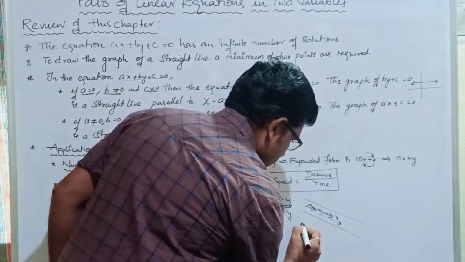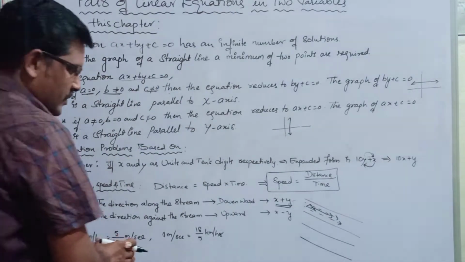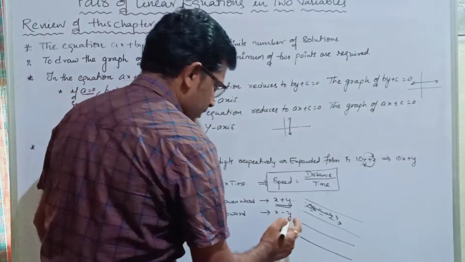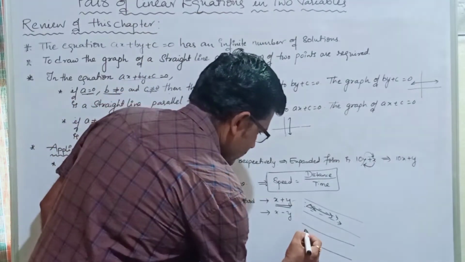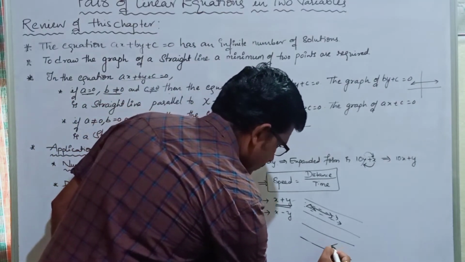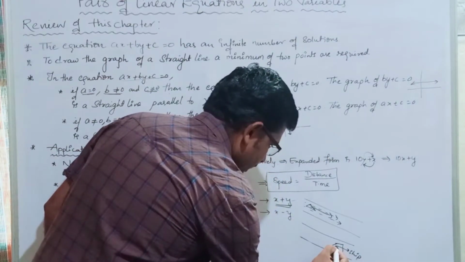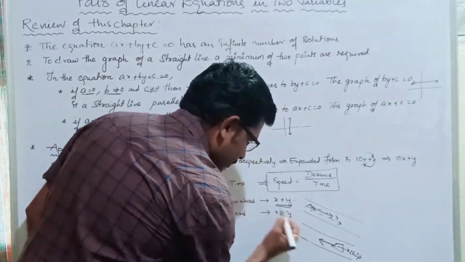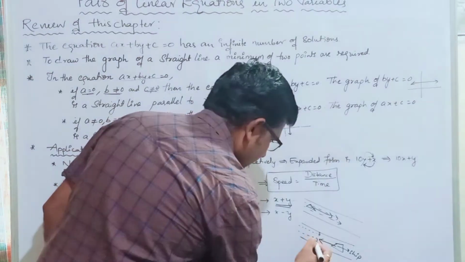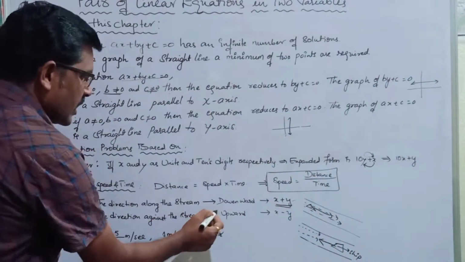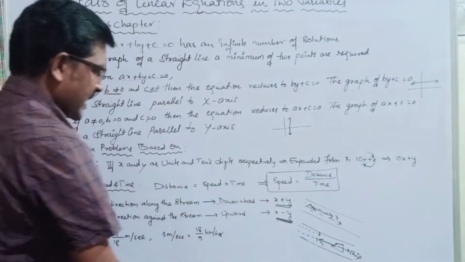If the direction is against the stream, the ship is going against the direction of flow of the water. So the flow of the water is this side, and the ship is going upside. So the equation becomes x minus y.